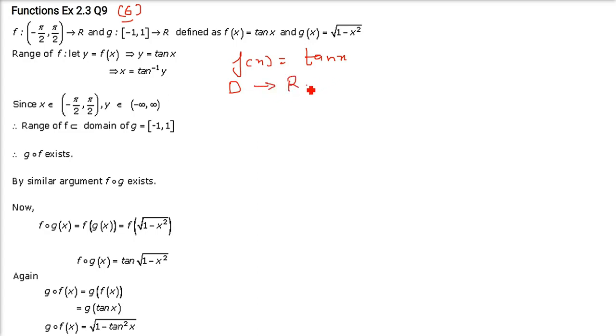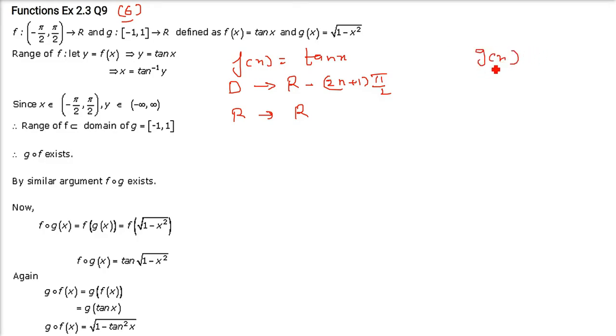The domain is all the real numbers except the odd multiples of pi by 2. And what is the range? The range is all the values. So pi by 2, negative pi by 2, all these are not defined. You have to remove all these. Okay. So now we have g(x).